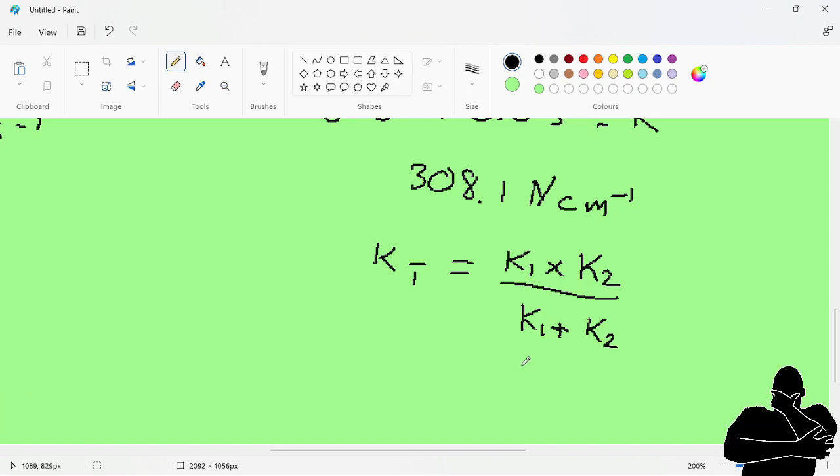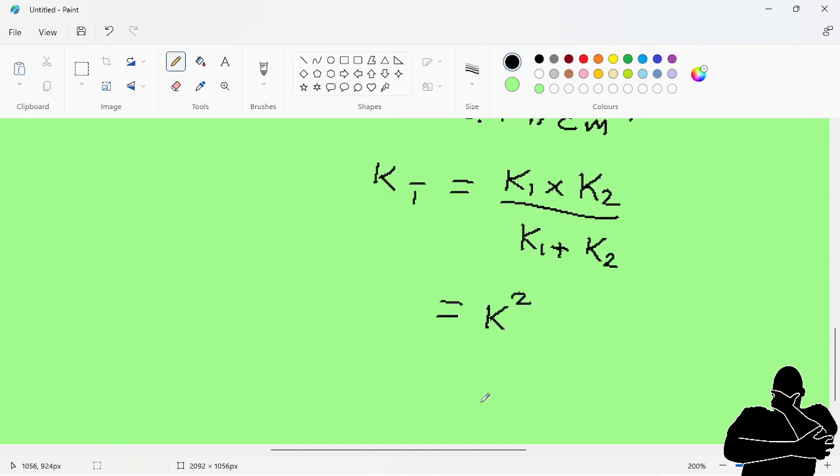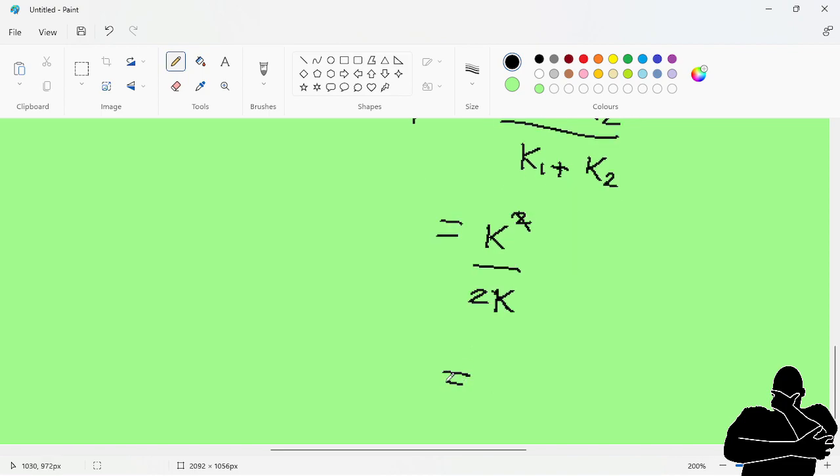Now, the springs were identical, the question stated. So K1 is equal to K2. So this formula basically becomes K1 multiplied by K2. When you're multiplying the same number by itself, you're basically squaring it. So it's K squared. And then K1 plus K2, both are the same. When you add 2 of the same number, you get 2 of that number. So it will be 2K. Now the K cancels out the square up here. So we're left with K over 2. So the total spring constant for the springs in series is K over 2.